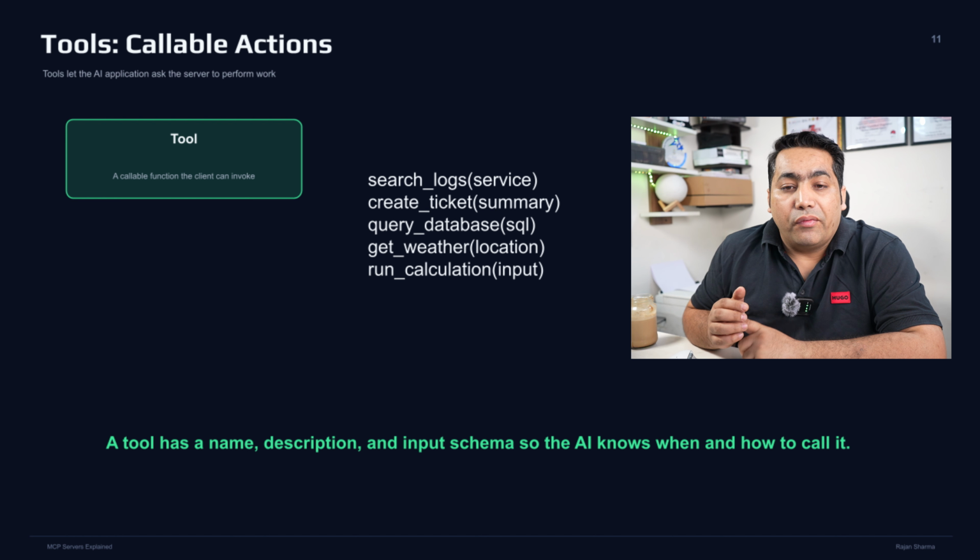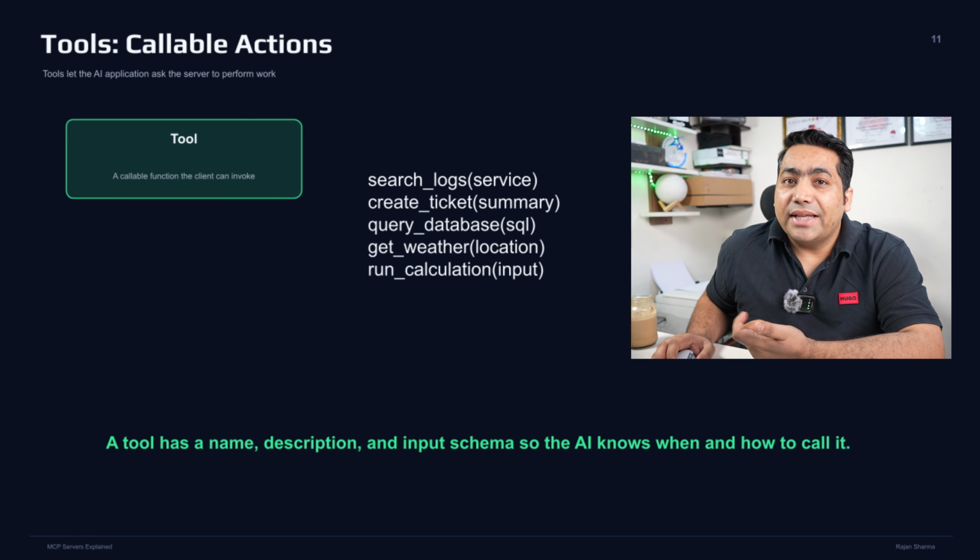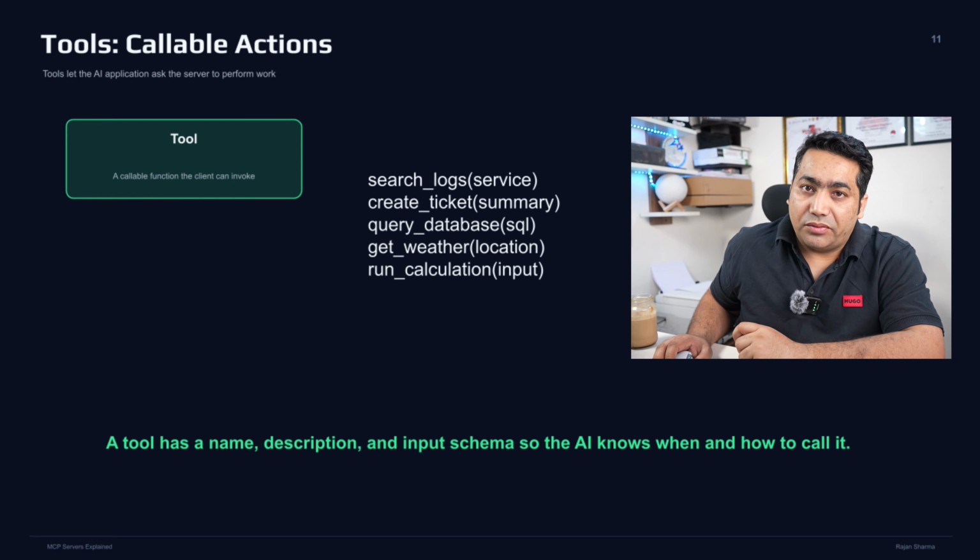For example, search logs for the service, create a ticket, query a database, get weather for a location, or run a calculation. A tool has a name, a description, and an input schema. That description and schema help the AI application understand when to call the tool and what arguments to provide. The simple definition is this: tools are actions the AI can request through the MCP servers.